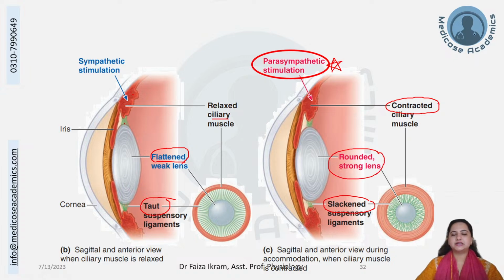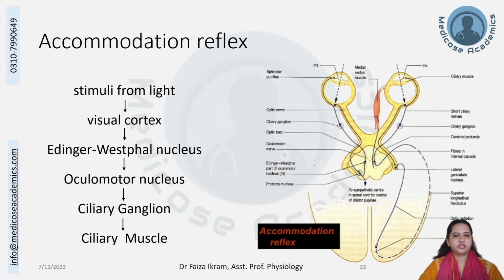That increases its refractive power. This phenomenon is known as accommodation. We discussed it in detail in the first session. How does this accommodation now occur? When the fibers from the optic nerve reach the visual cortex, if you are looking at something near to your eyes, for example, you are trying to read something on your phone.